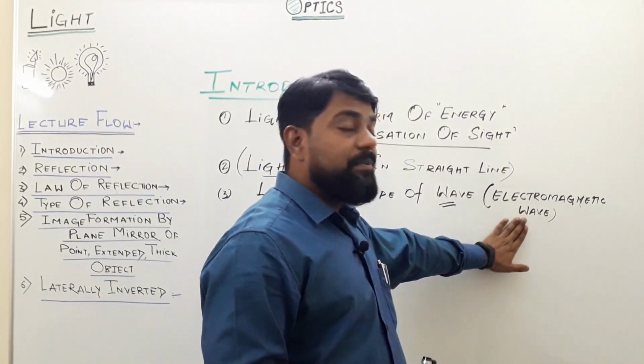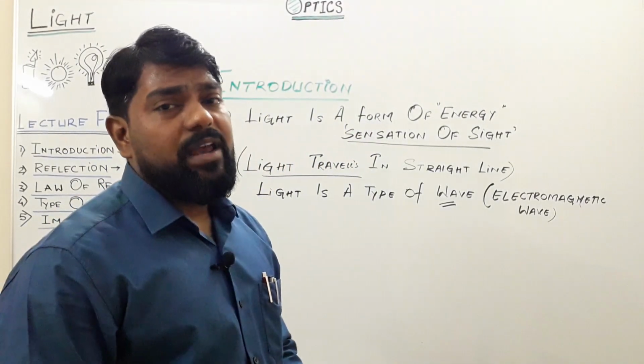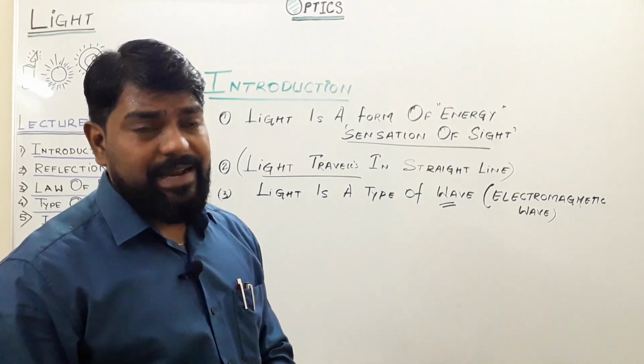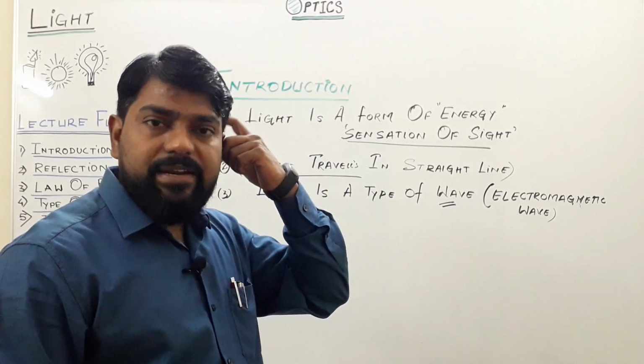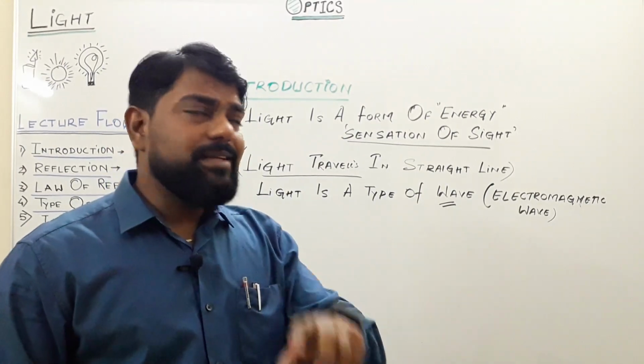And light is a type of electromagnetic wave because it doesn't require any material medium for the propagation of energy, or for the propagation of light. As we know, the biggest source of light in our solar system or on our earth is what?